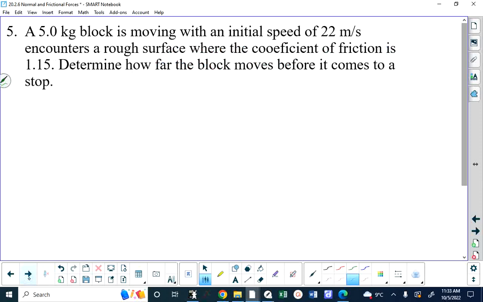You have some questions? Do you have a 5? Oh, you do have a 5. Okay, let's do it. We got time. A 5-kilogram block is moving along with an initial speed of 22 meters per second, and it hits a rough surface.